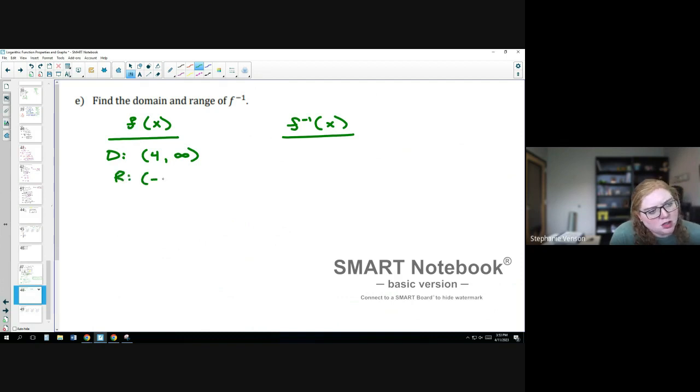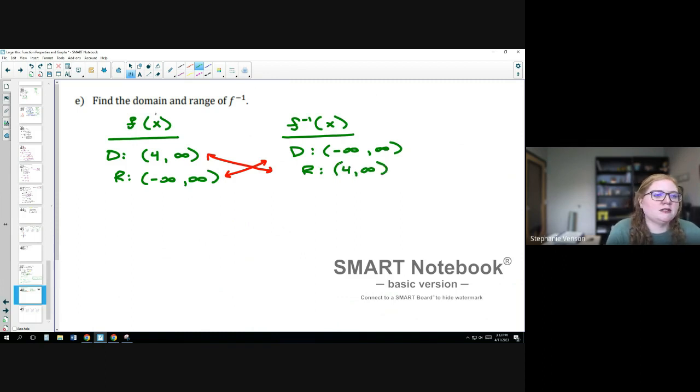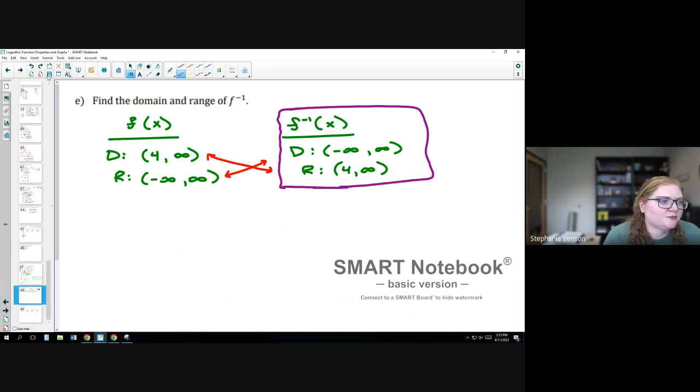Okay. So I don't need to find domain and range again for my inverse, because I know the rule that in inverses, just like x and y switch places, so do domain and range. So that means that the domain of the inverse is going to be -infinity to infinity, and the range of the inverse is going to be 4 to infinity. Okay, so this is the answer that they're looking for in part E.